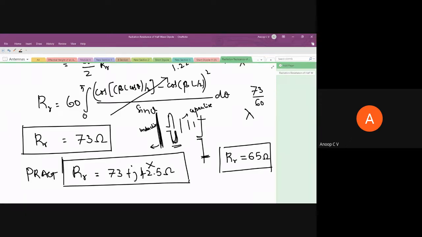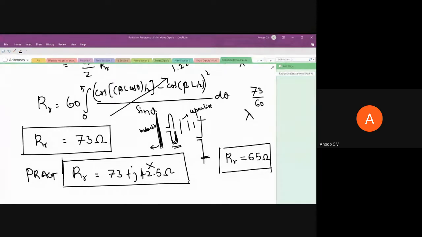Fourth module, we divided it into two parts. One was array of point sources, and the second part was short electric dipoles and thin linear antenna. So we have studied almost everything. We'll wind up the fourth module there. Any queries, any questions, any doubts?